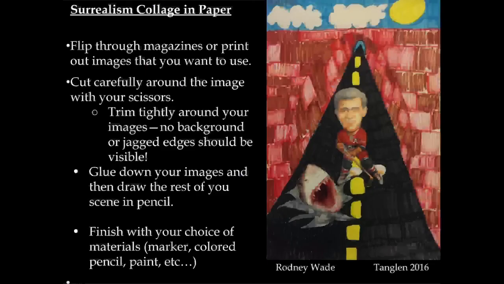If you want to make a surrealism collage in paper, you're going to flip through magazines or print out images that you want to use. Cut carefully around your image with your scissors. Make sure you trim tightly around the images. You don't want to see any visible background or jagged edges. So glue down your images and then draw the rest of your scene in pencil. And then finish with your choice of materials: marker, colored pencil, paint, whatever you want to use for your background. Here, Rodney chose markers.